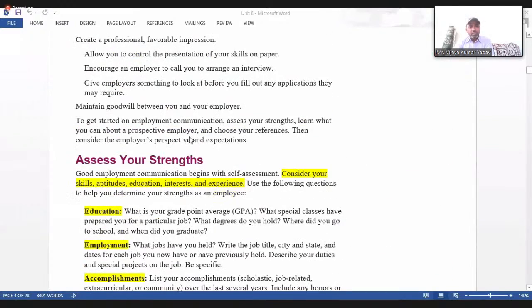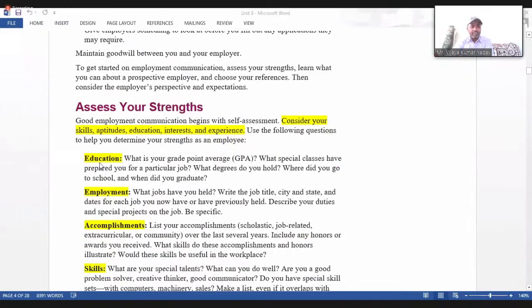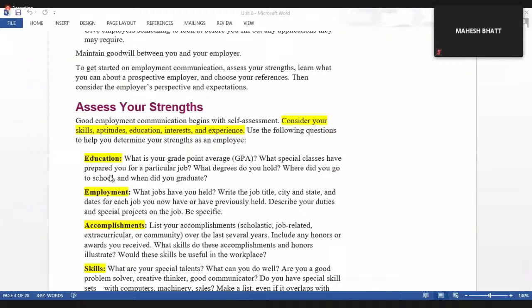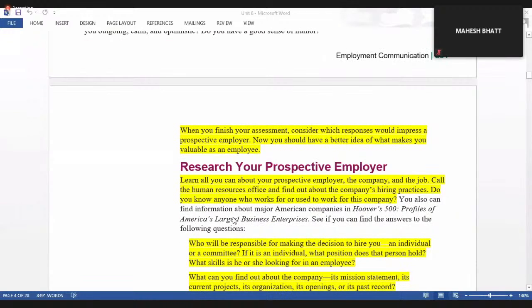Now, on the basis of these points, you can make your own evaluation. You can make a self-evaluation. On the basis of these points, you can evaluate yourself.